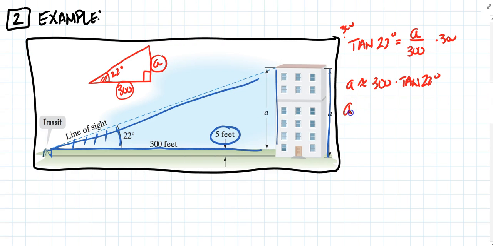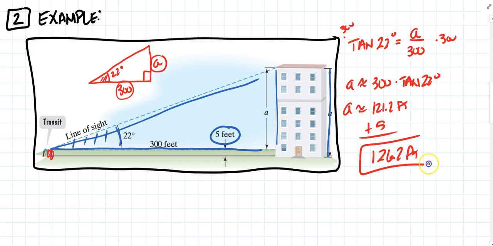So A is approximately 121.2 feet. But remember that the line of sight was located 5 feet above the ground, so if I add 5 feet to this, I would get 126.2 feet. So therefore, the height of the building is approximately 126.2 feet.